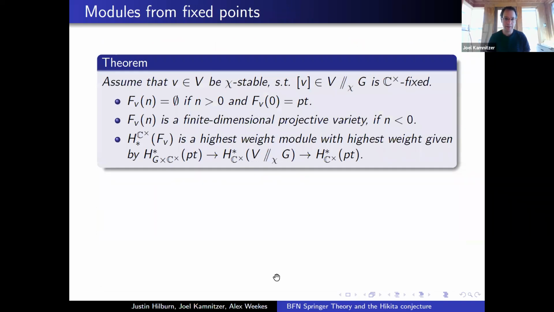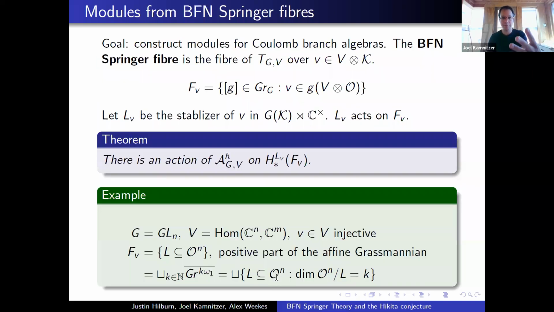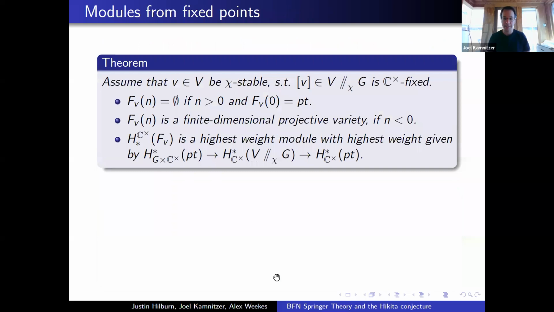Okay, so now let me explain how we can use this BFN Springer theory to attack this part of the Hikita conjecture. Suppose I take a point in V which is chi stable, again with respect to this fixed character chi, and such that the corresponding point in the quotient V mod chi G is fixed under C star. Then we can prove that the Springer fiber has a very nice behavior in that it's connected.